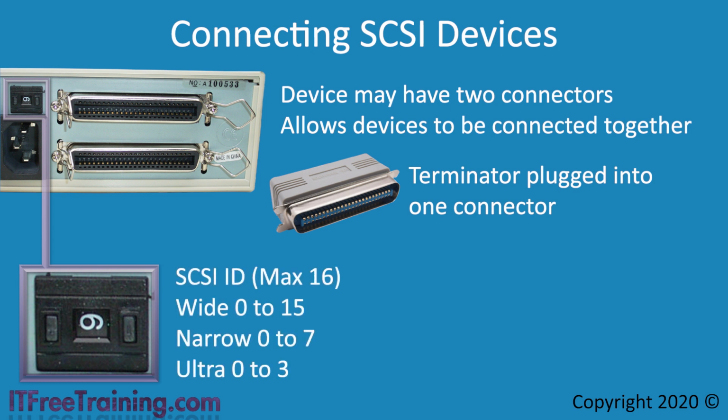SCSI supports a maximum of 16 IDs. You may sometimes see the terms wide and narrow. Wide SCSI has more pins than a narrow SCSI. Wide supports 16 IDs, but keep in mind that the ID count starts with 0, so the highest ID will be 15. Narrow SCSI supports 8 IDs. The IDs, again, start from 0, and thus the highest number is 7. The last type is Ultra SCSI, which supports 4 devices starting with device 0.